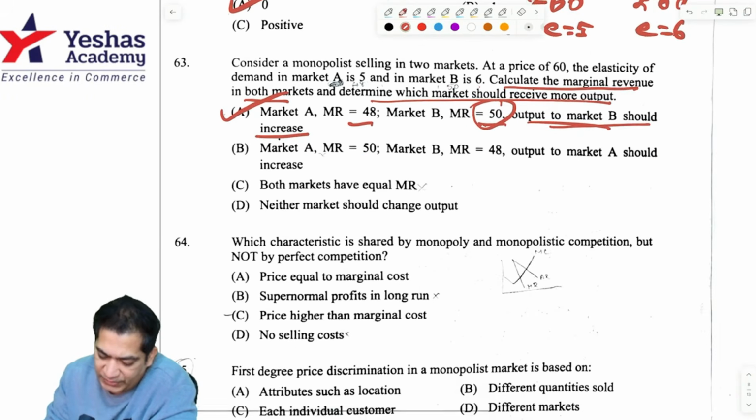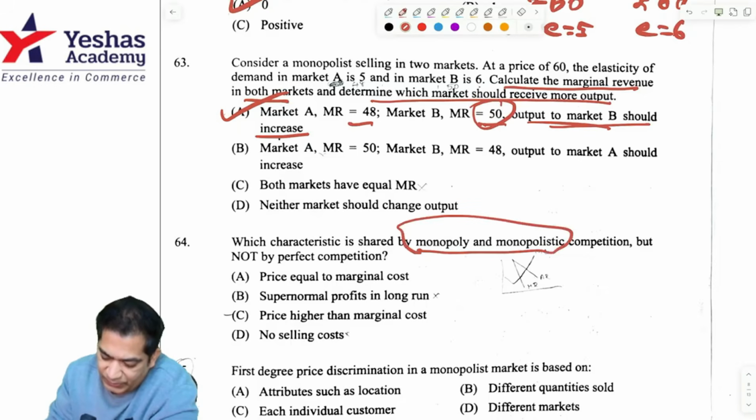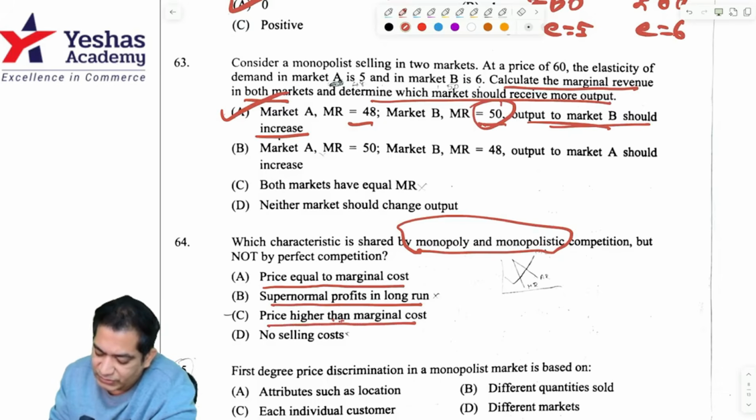Which of the following characteristics is shared by monopoly and monopolistic competition but not perfect competition? Price is equal to marginal cost. Supernormal profit in the long run. Price higher than marginal cost. Of course, price higher than marginal cost, AR more than MC. C will be your answer.